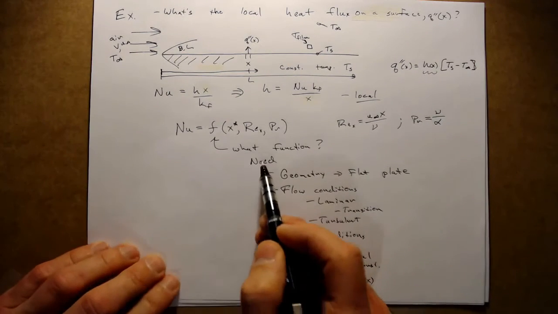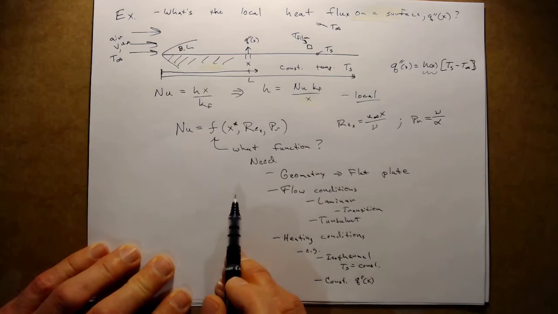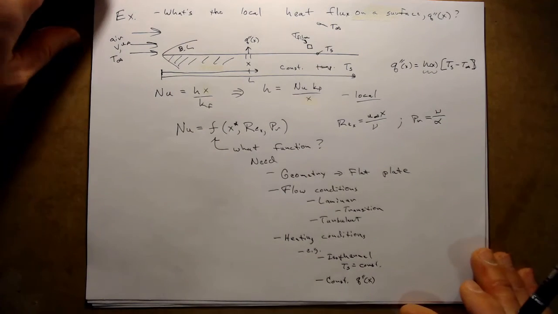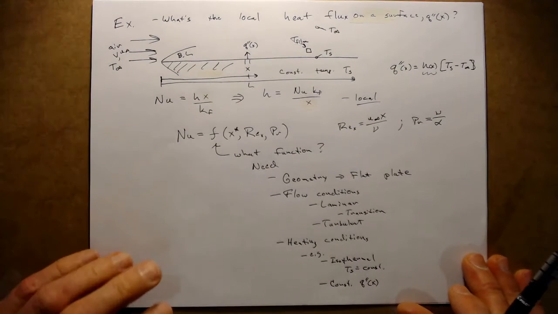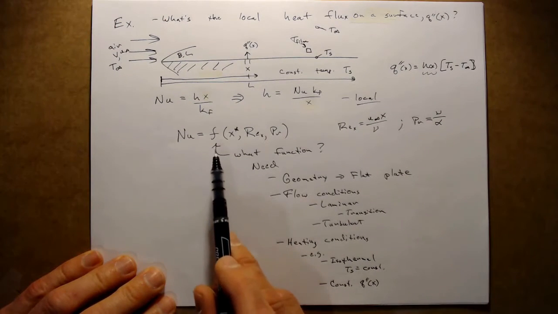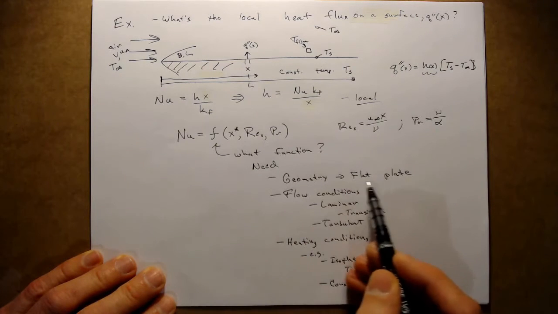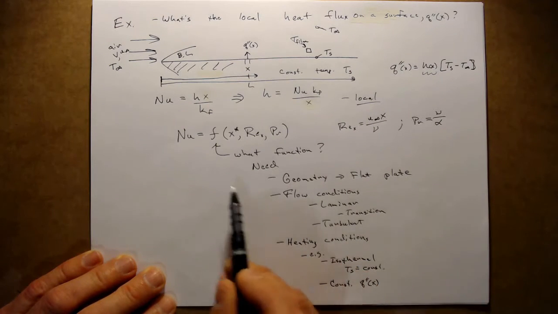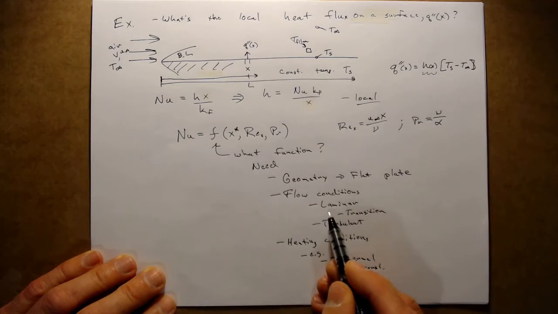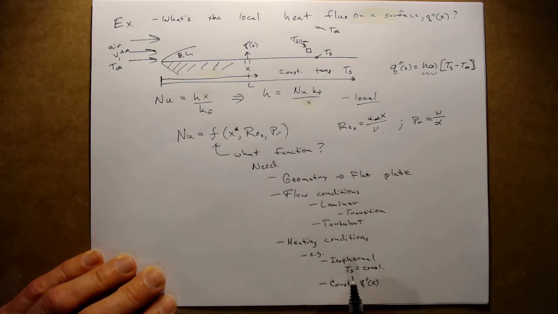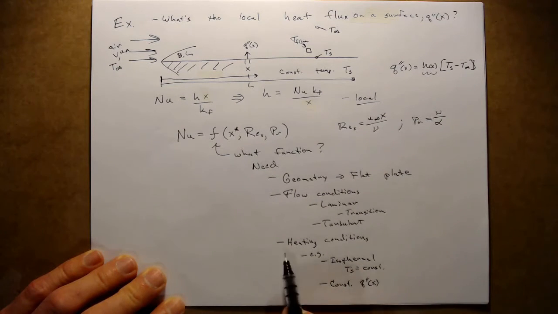So what do we need to know in order to calculate this function? Well, we know that this function is the solution to the boundary layer equations that we've written before. So if we were going to solve these differential equations, then we need to know the geometry. In this case, it's a flat plate. We need to know the flow conditions. In other words, is it laminar, is it turbulent, or is it in a transition region between the laminar and turbulent regimes? And we also need to know the heating conditions.